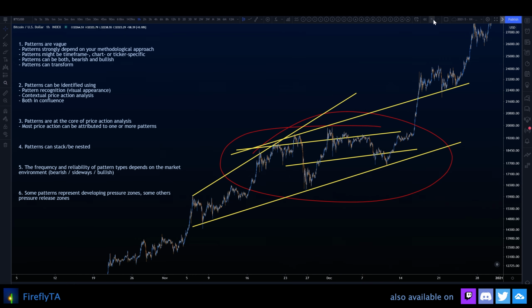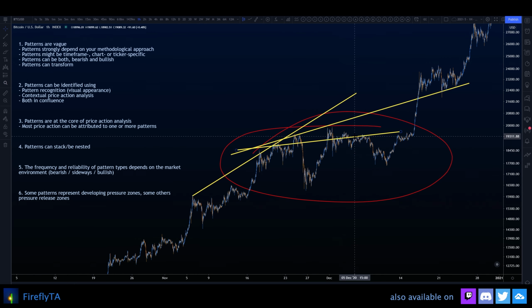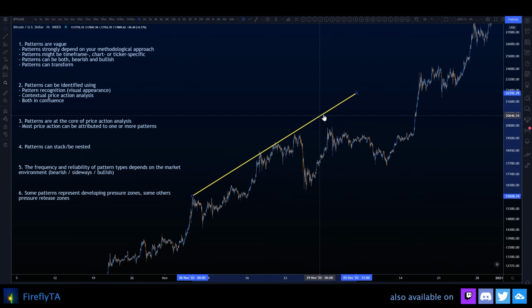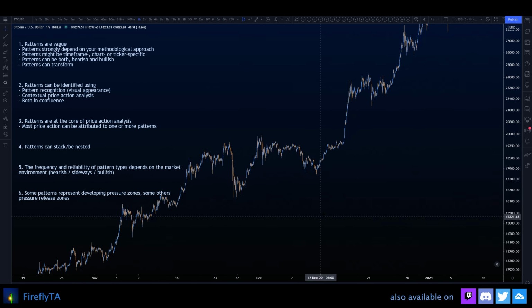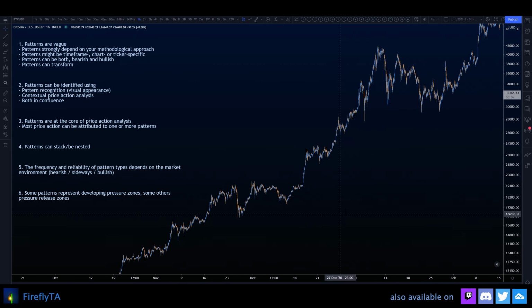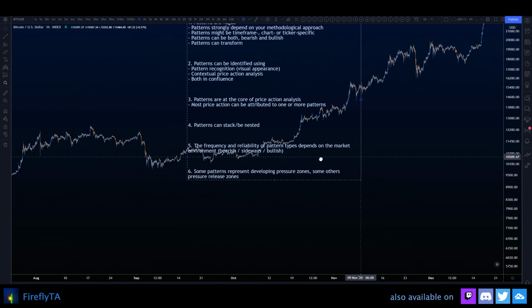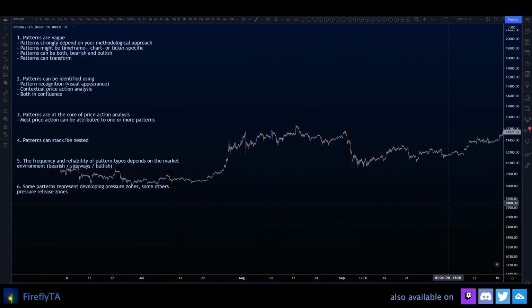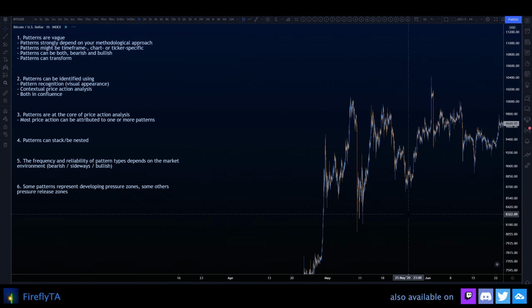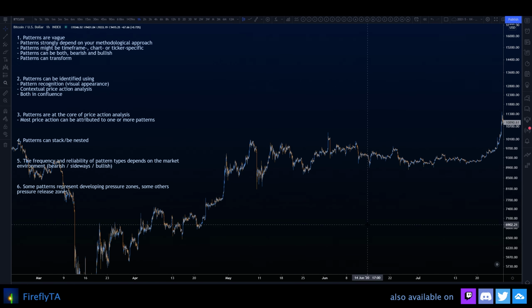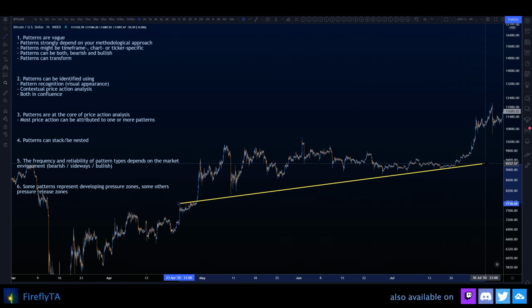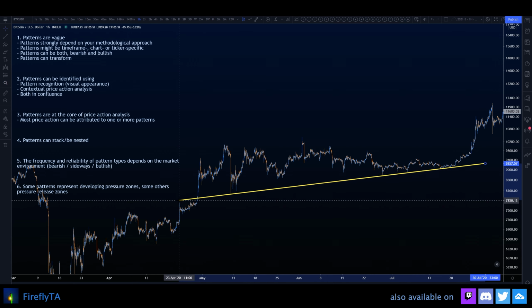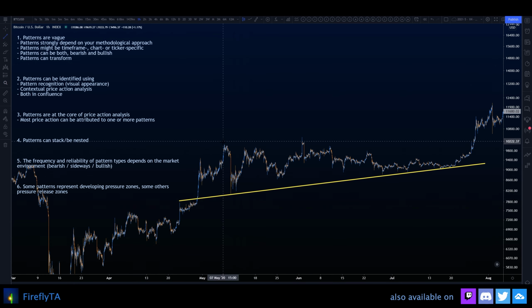Then point 4, let me get rid of this first. Point 4, patterns can stack and be nested. This means that you can find patterns within patterns. An example I used in one of my videos, I think in the pressure zone deep dive session, was this kind of triangle we had here.